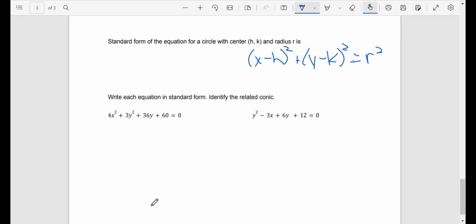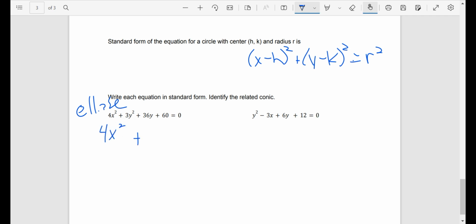So let's look over here to the left. First example, we have 4x squared plus 3y squared. What does that look like to you? That looks like, when these numbers are different right here, it's going to be an ellipse. When they're the same, a circle. In this case, an ellipse. So we're going to identify it as an ellipse, and we're going to write the equation in standard form once again.